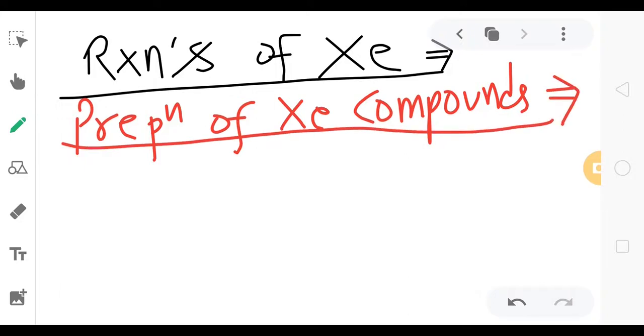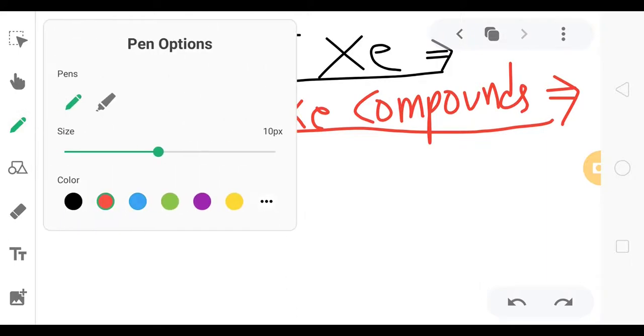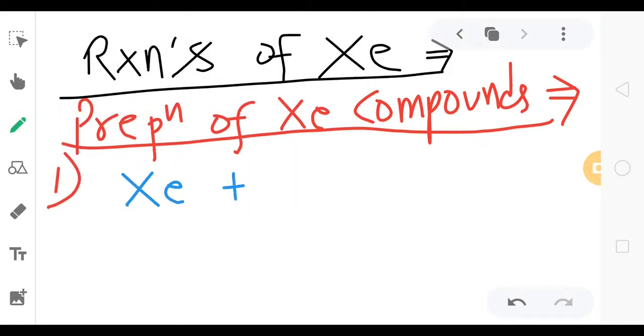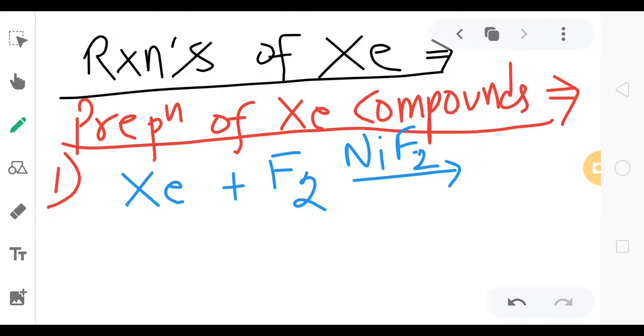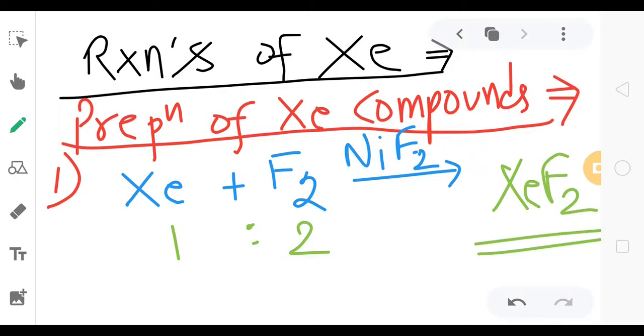Preparation of xenon compounds. The first preparation method is that you have xenon and fluorine with a catalyst, nickel plus 2, that is NiF2, meaning nickel is in the plus 2 oxidation state, in the ratio 1:2. If you have 1:2 of xenon and fluorine in the presence of nickel difluoride, you will get the xenon fluoride compound, XeF2.